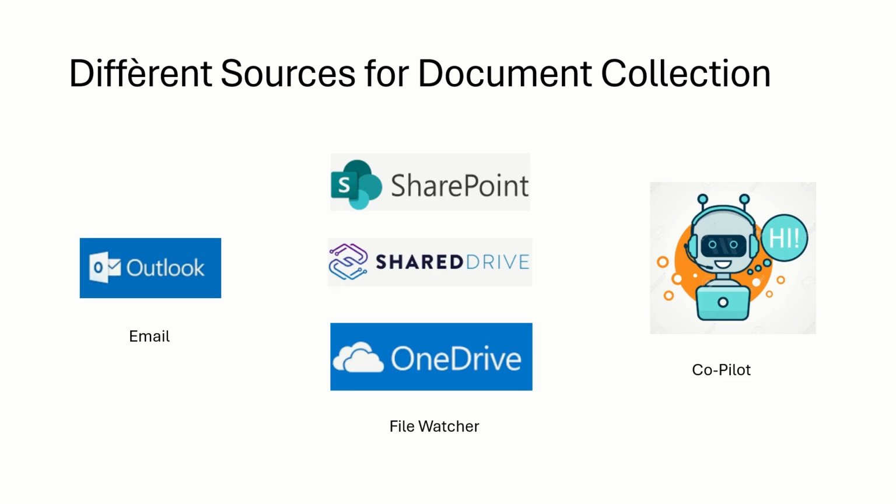We will first see how we can get an information or a document from the Outlook. Then we will go for a file watcher. Then we will see the Copilot form. Without wasting the time, let's dive into Automation Anywhere Workbench.